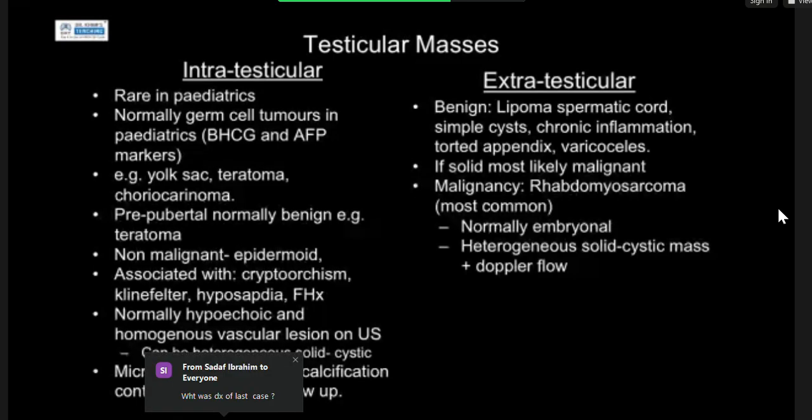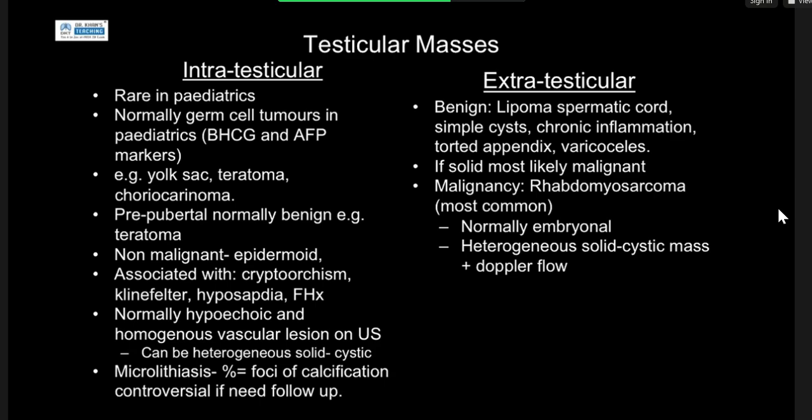Malignancy within the testes is associated with cryptorchidism, Klinefelter's, and family history. So any patient who has these risk factors, you have to be switched on to. Normally we see them as hypoechoic and homogeneous vascular lesions on ultrasound, but as they grow, they can become heterogeneous and appear solid cystic.